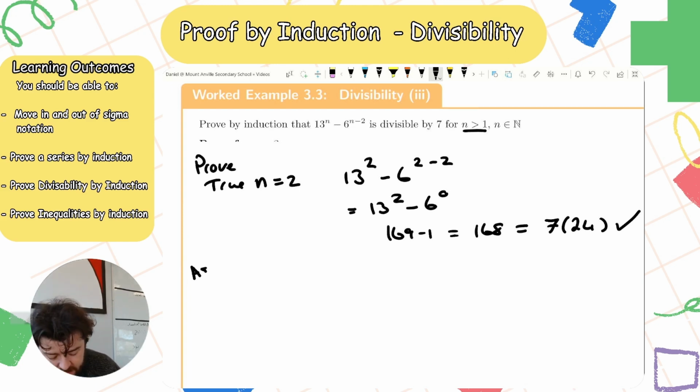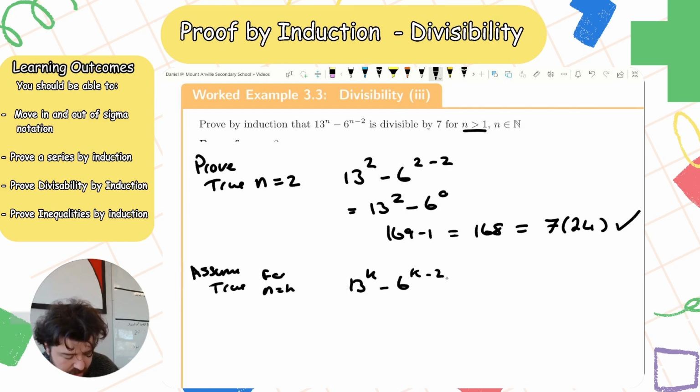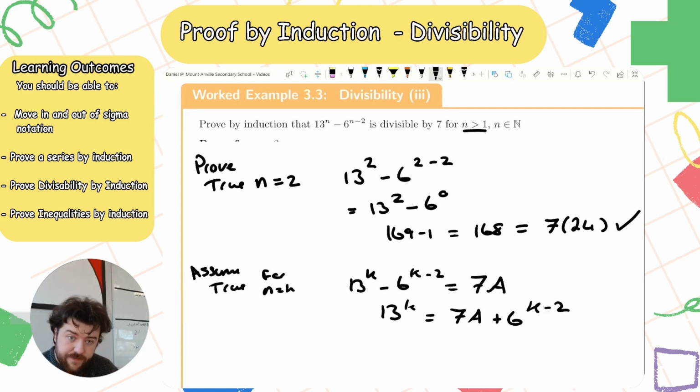Next, we assume true for n equals k. So 13 to the k minus 6 to the k minus 2 is equal to 7a. Now, usually I'll get one of my powers on its own. So I'm just going to get this 13 to the k on its own. 13 to the k is equal to 7a plus 6 to the k minus 2.